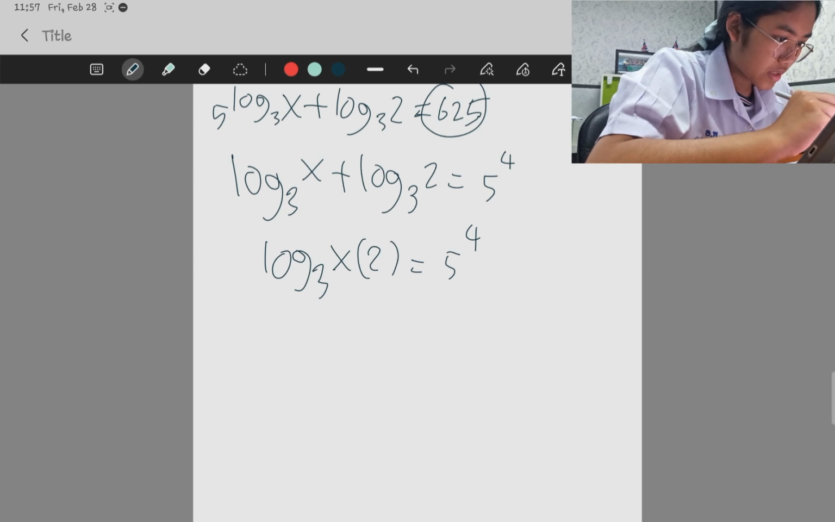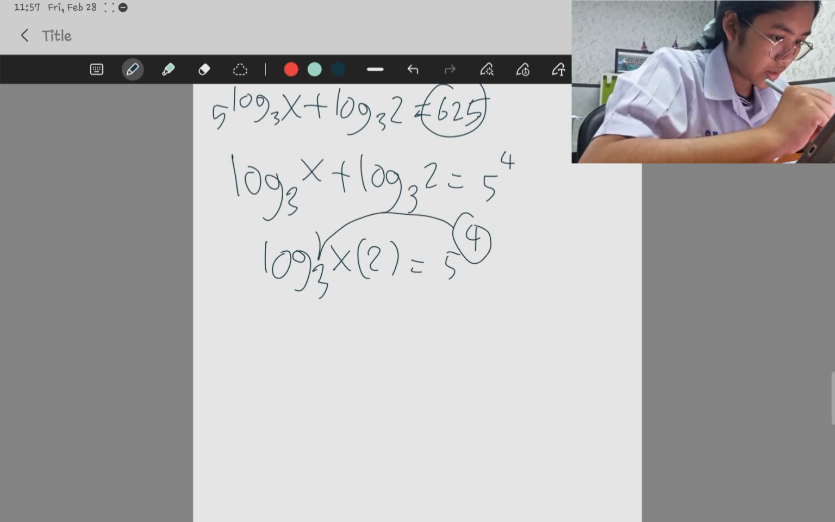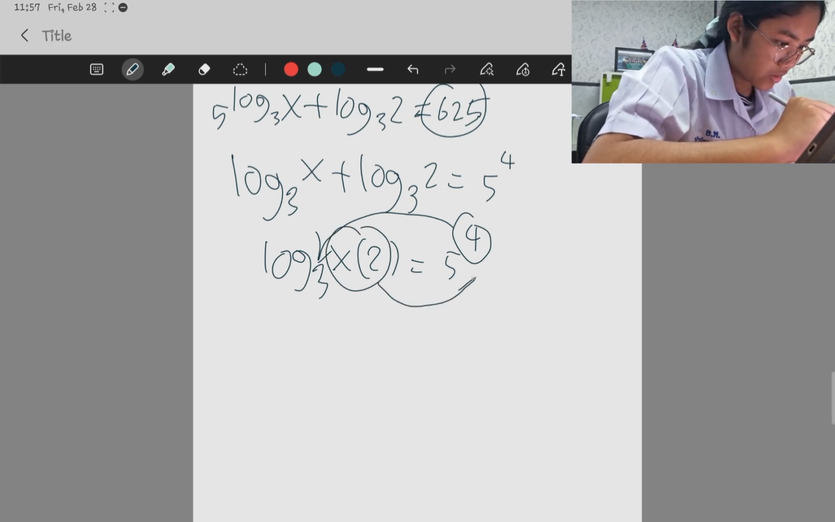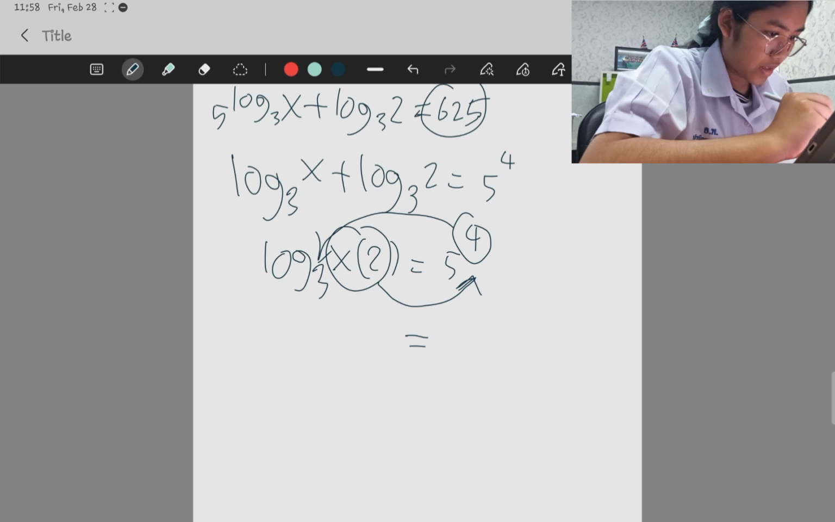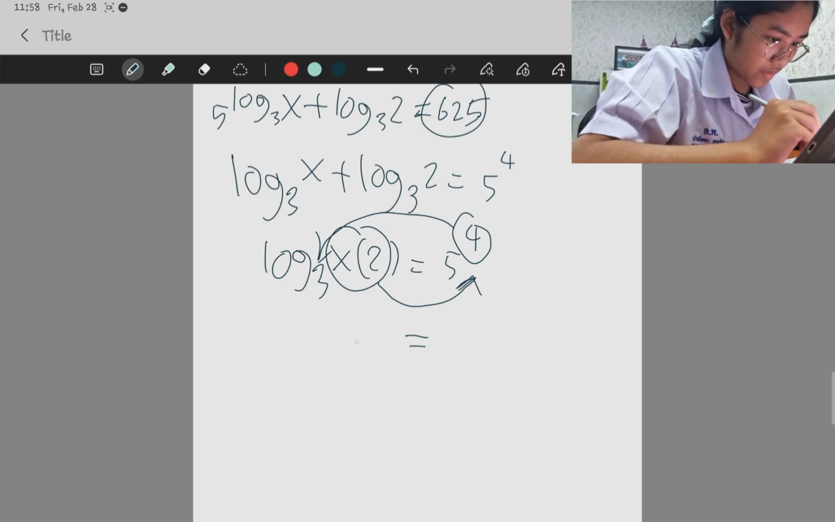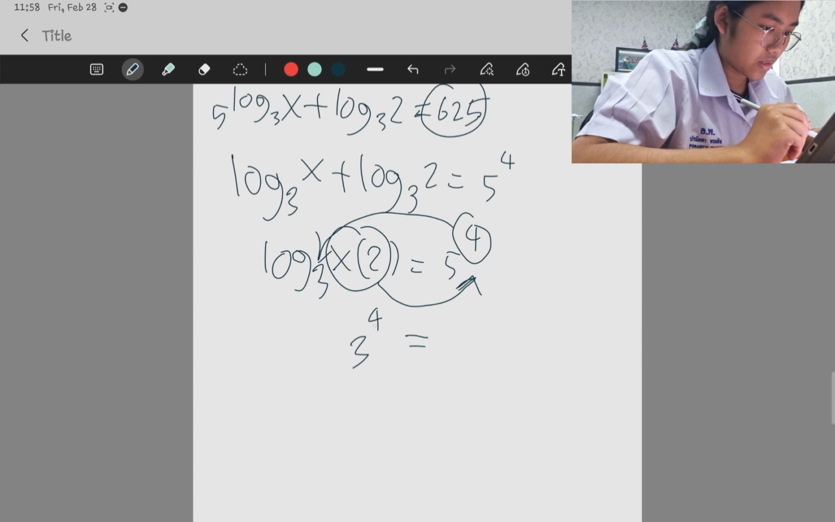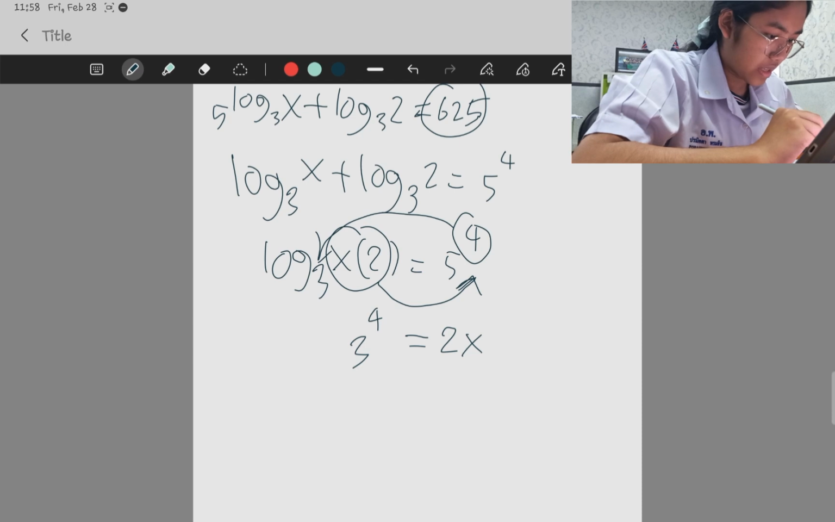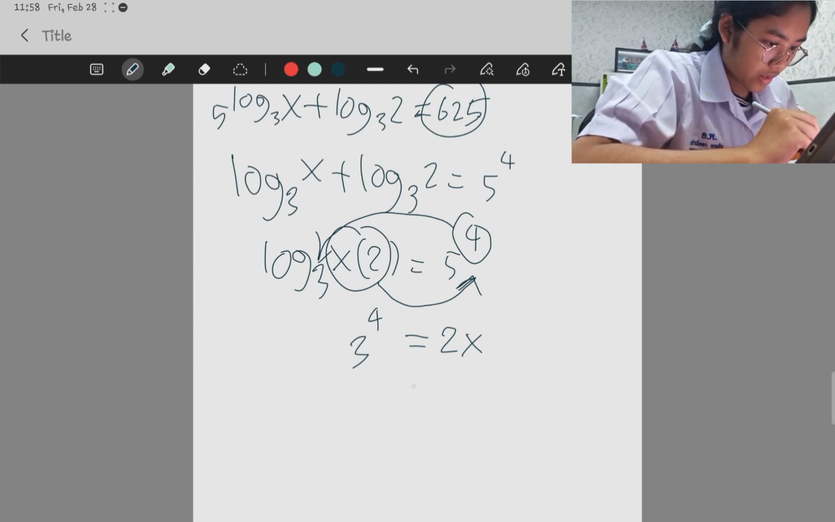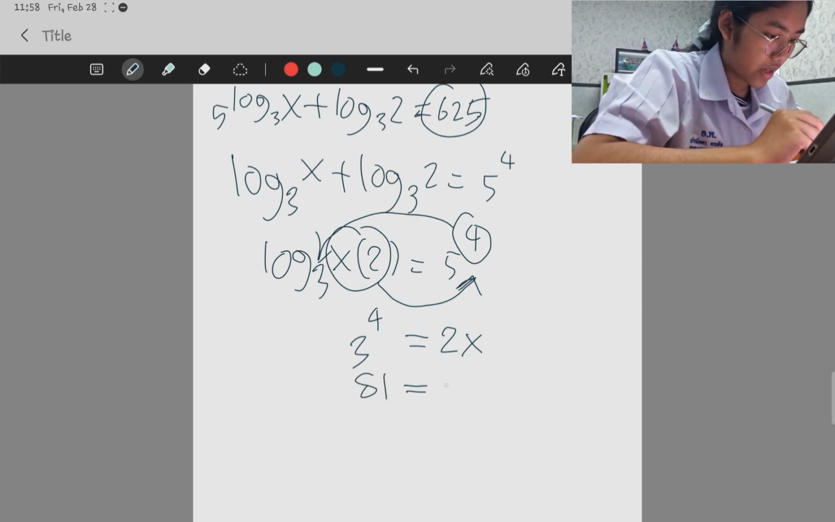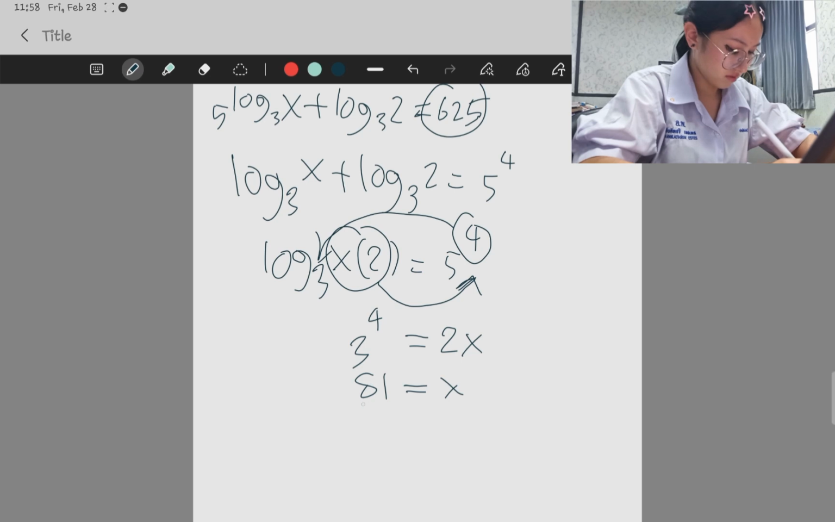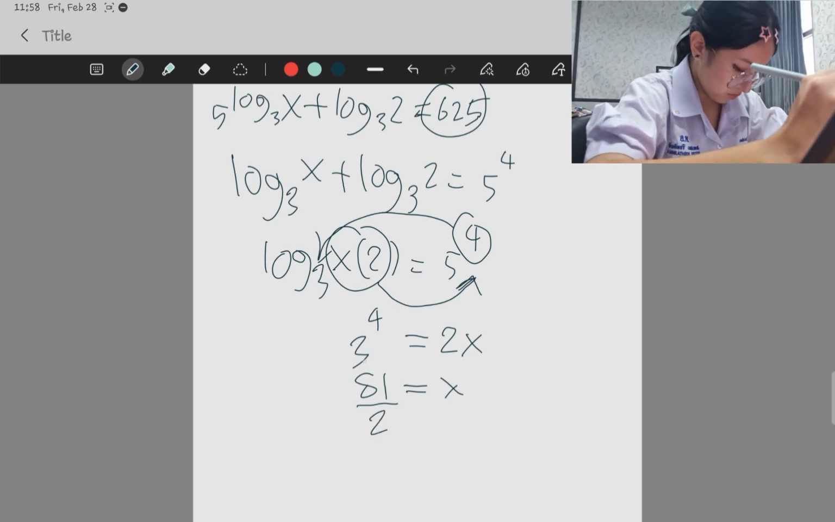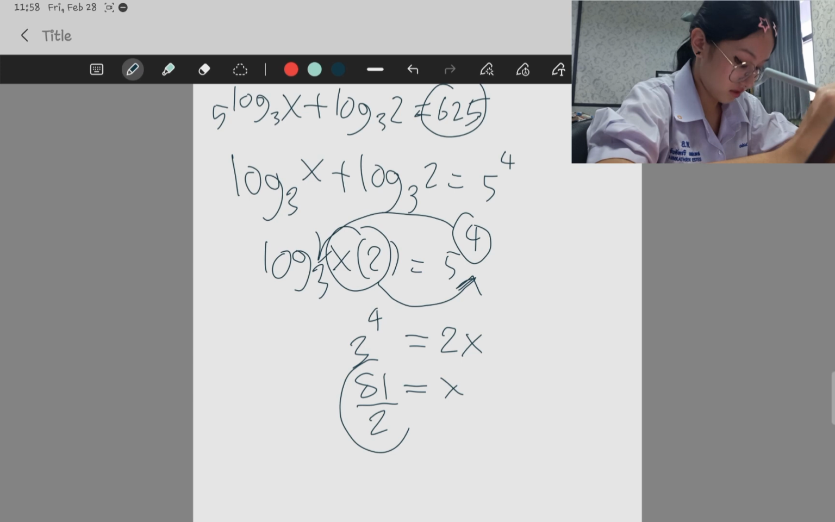And then move the power of 4, and then move 2x to the other side, like this, 3 to the power of 4, right? And then 2x. Now this is easy, so you can solve it. 3 to the power of 4 is 81, and then move 2 below, and we have the answer is 81/2.